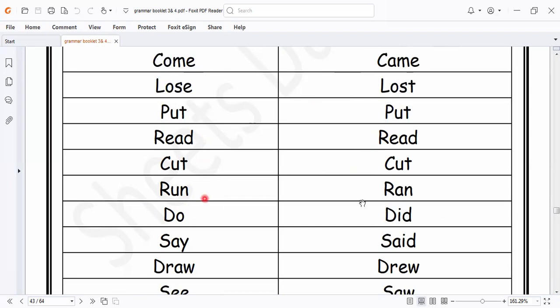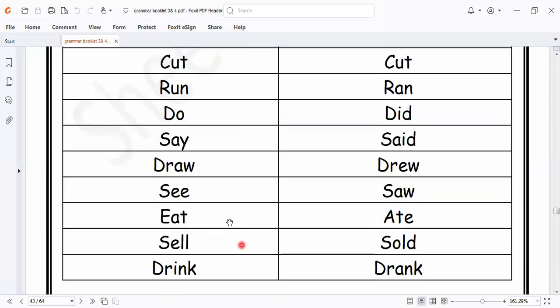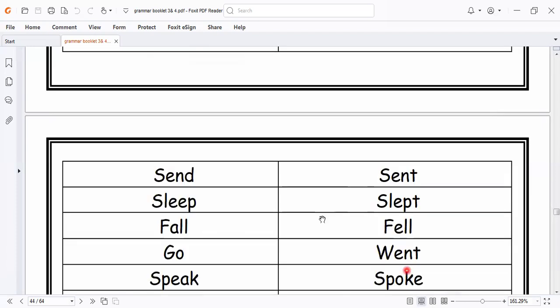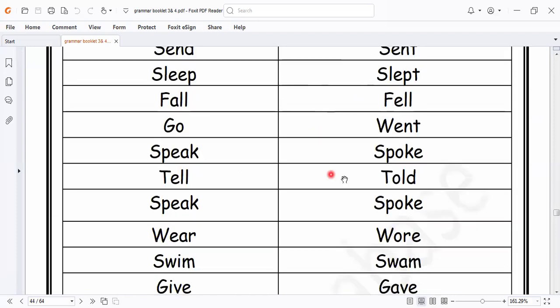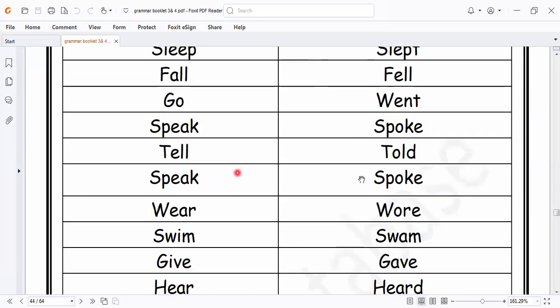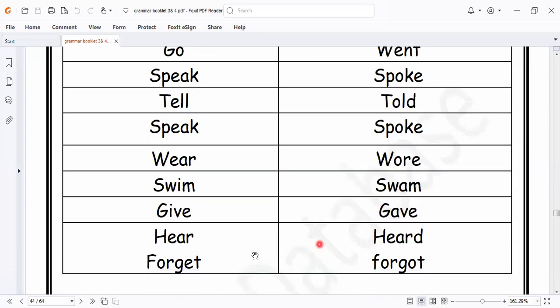Cut, run, ran, do, did. Say, said. Draw, drew. See, saw. Eat, ate. Sell, sold. Drink, drank. Send, sent. Sleep, slept. Go, went. Speak, spoke. Tell, told. Wear, wore. Swim, swam. Give, gave. Hear, heard. Forget, forgot.